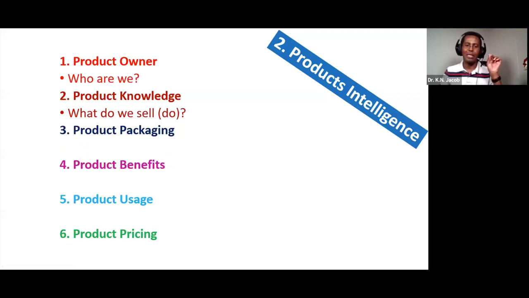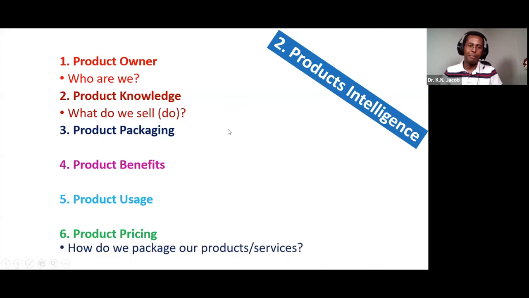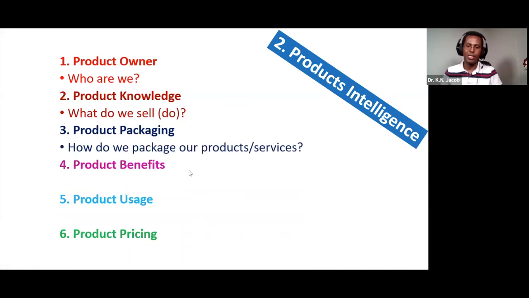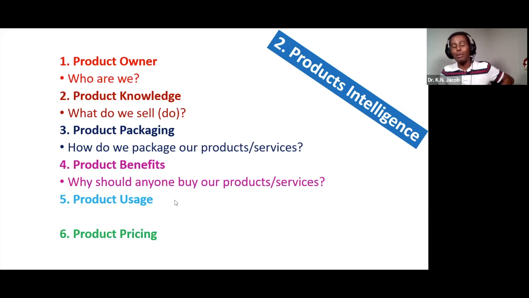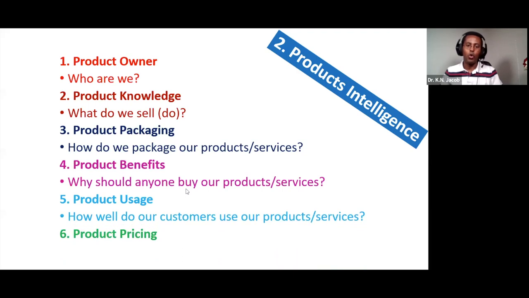And if you have employees, what we are talking about here is ensuring that everybody fully understands what product they are selling. Then product packaging, we are discussing how we package our product or our service. Product benefit, why should anyone buy our product or service? Product usage, I'm not talking about how to use, but how well do our customers know? How well do they use our product or our service?